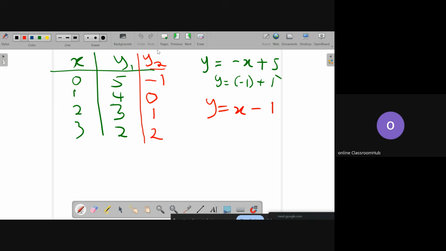Now you do the same thing for equation 2, using the same x values. When x is 0, when you put it into equation 2, y will be what? -1. When x is 1, y will be 0. When x is 2, y will be 1. When x is 3, when you put it inside, y will be what? 2. Now you have these coordinates and also these coordinates.